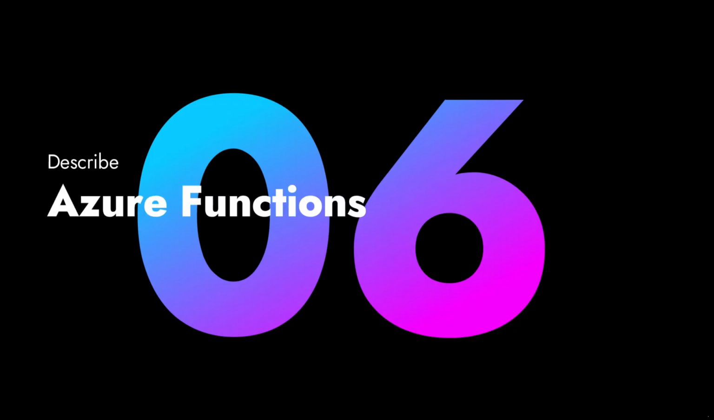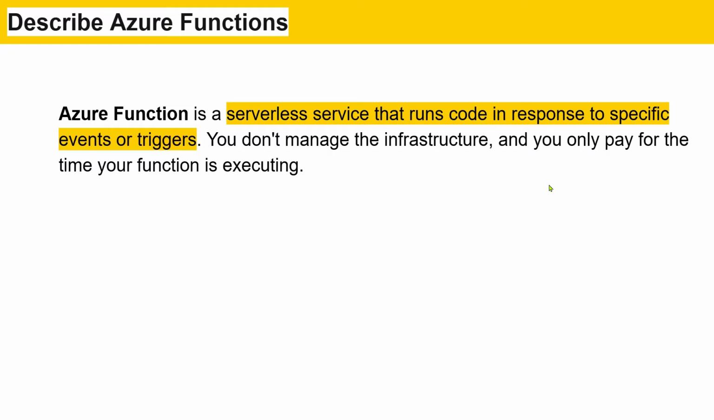The next topic is Azure Functions. Let's see what an Azure Function is. Azure Function is a serverless service that runs code in response to specific events or triggers. Now there are so many keywords which may not make much sense, for example serverless, and runs the code in response to specific events or triggers. What does exactly it mean?